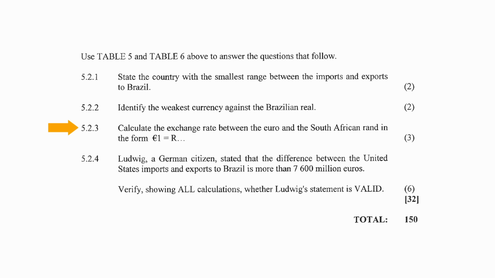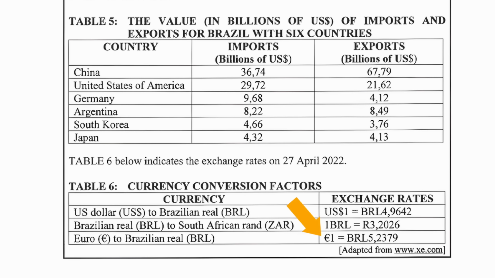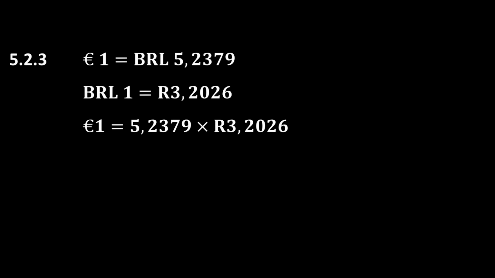In question 5.3, you have to calculate the exchange rate between the euro and the South African rand in the form of 1 euro equals a rand value. From the table, 1 euro equals 5,2379 Brazilian real and 1 Brazilian real equals 3,2026 rand. So 1 euro equals 5,2379 multiplied by 3,2026 rand, and this equals 16 rand 77 cents. This means that 1 euro equals 16 rand 77 cents.